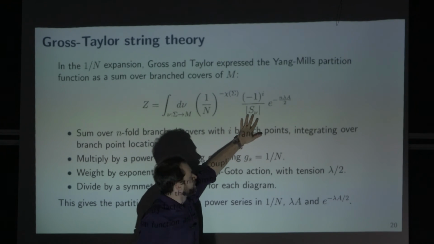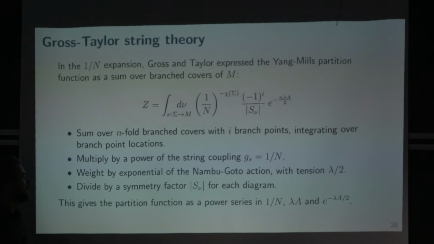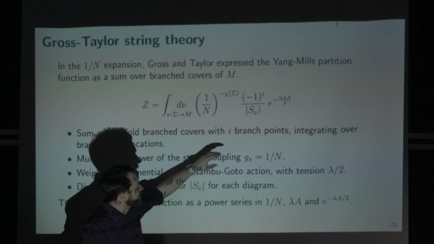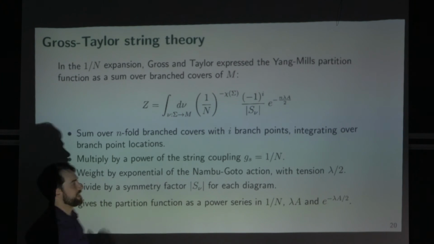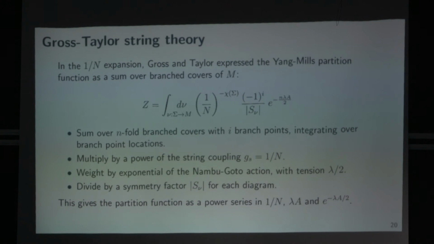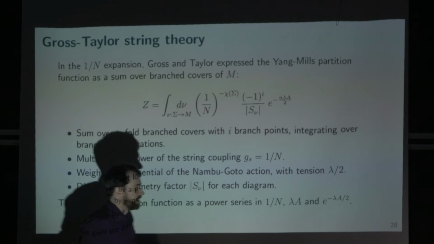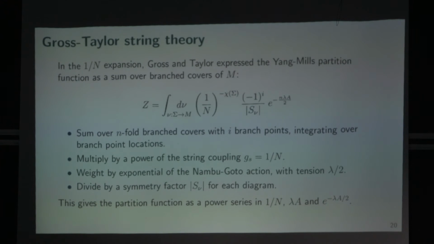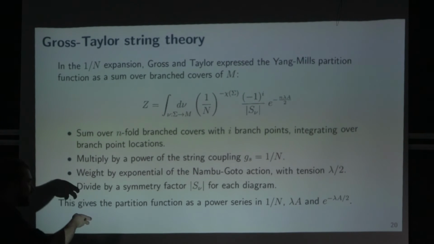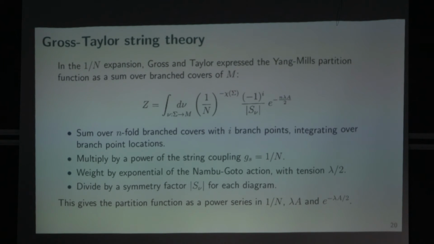There are some symmetry factors associated with each diagram. And then you have the Nambu-Goto term, e to the minus the induced area of the world sheet, and since it's an N-fold cover, that's N times the area of the spacetime. So there's a string coupling, 1 over N, and a string tension given by the 't Hooft coupling. You can check that this gives the partition function as a power series in the 1 over N expansion.